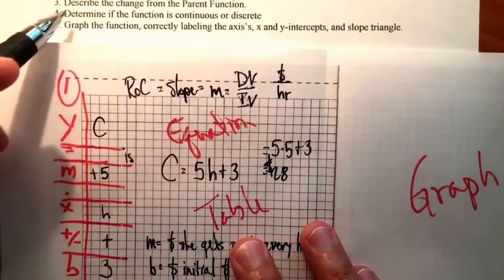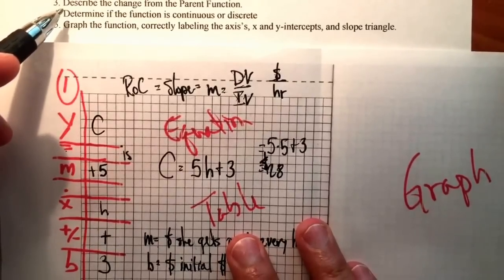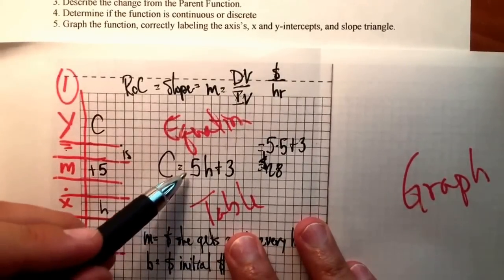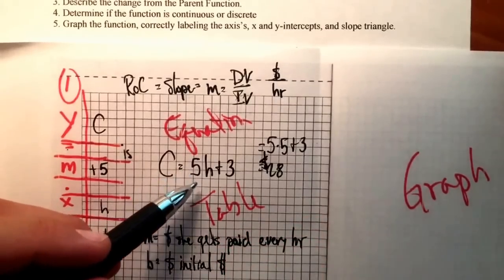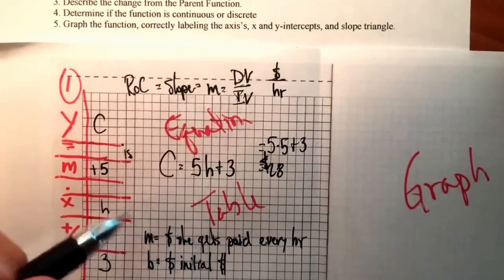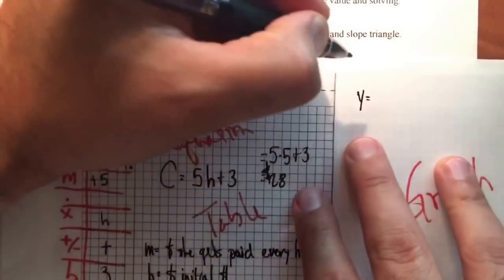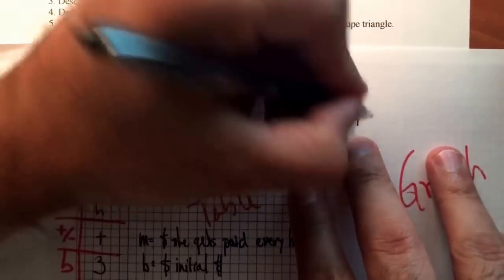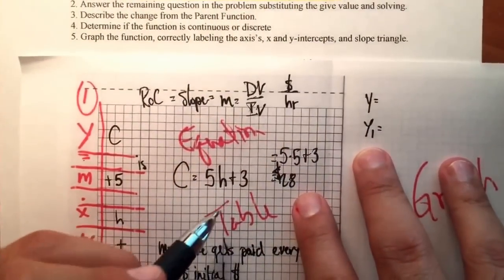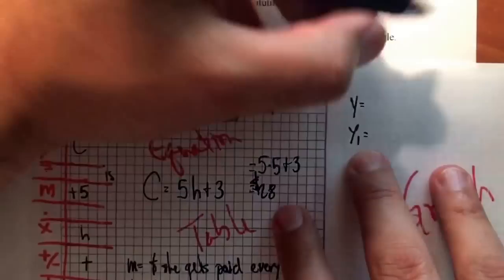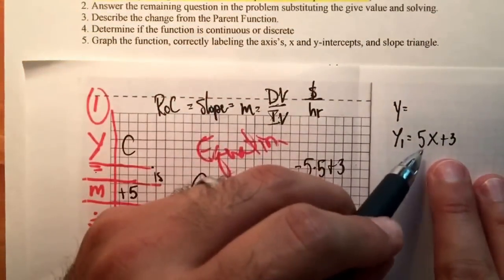And then the next thing here is to determine the change from the parent function. So what I would do is take out my handy dandy calculator. I would graph this, and remember on your calculator, we would type in, let's find this spot right here. On the y equal button, it'll say y1, and the calculator really only understands the variable x. So under y1, we type 5x plus 3. We can graph this.